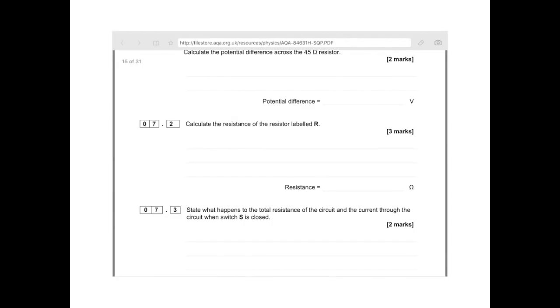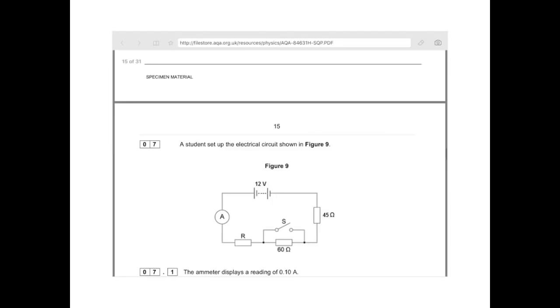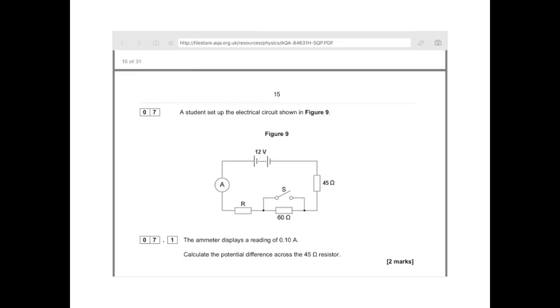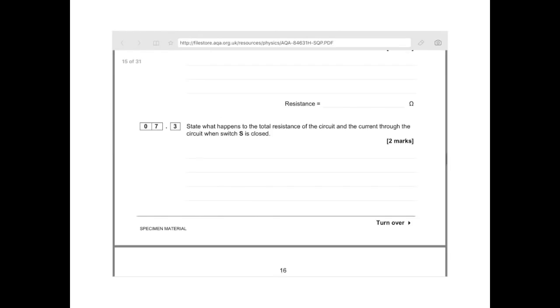State what happens to the total resistance of the circuit and the current through the circuit when the switch S is closed. So what will happen is, if you have a look, there's an alternative route, which means it's not going through the 60 ohm resistor anymore, which means the total resistance decreases, meaning that the current increases.